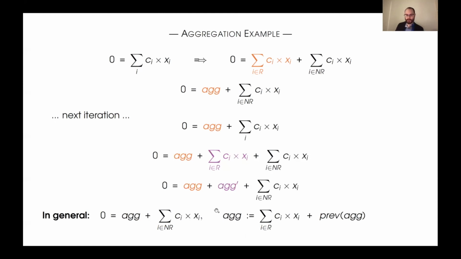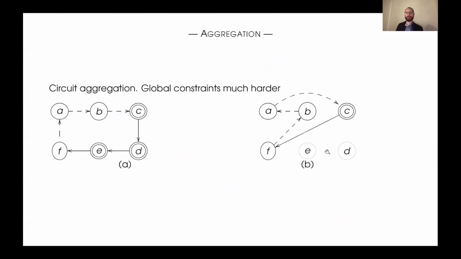And we define the aggregated value to be the sum of the realized values plus any previous aggregated value that we possibly had, right? In this purple one, x prime, the orange x would be the previous one. Okay, let's step to circuit aggregation.